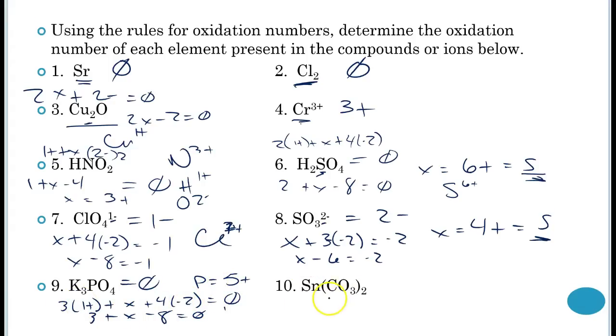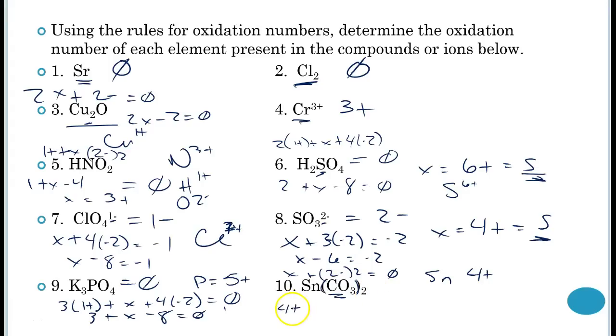This last one I didn't put in the homework because it's complicated. If you recognize CO3, you might recognize this as carbonate. There are 2 of them. The metal, we don't know. Adds up to 0. So what you get is the metal is positive 4. Okay, so that's kind of what we did before. But then you still have to figure out inside there what C is.